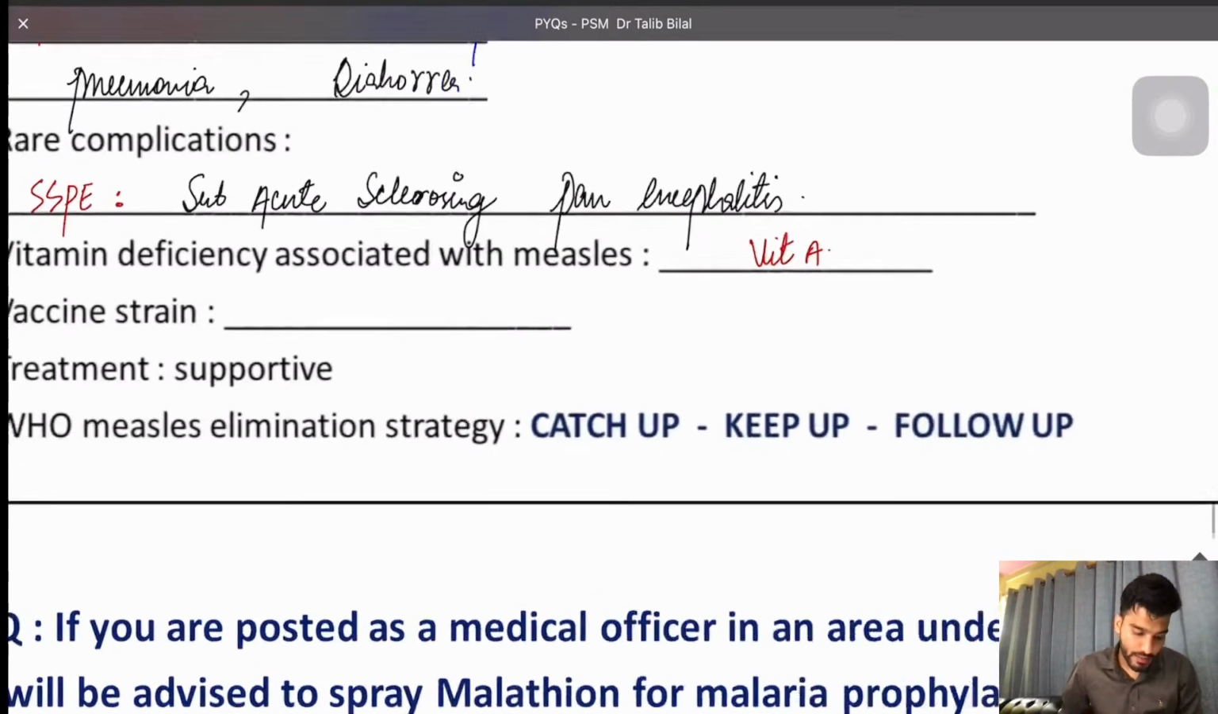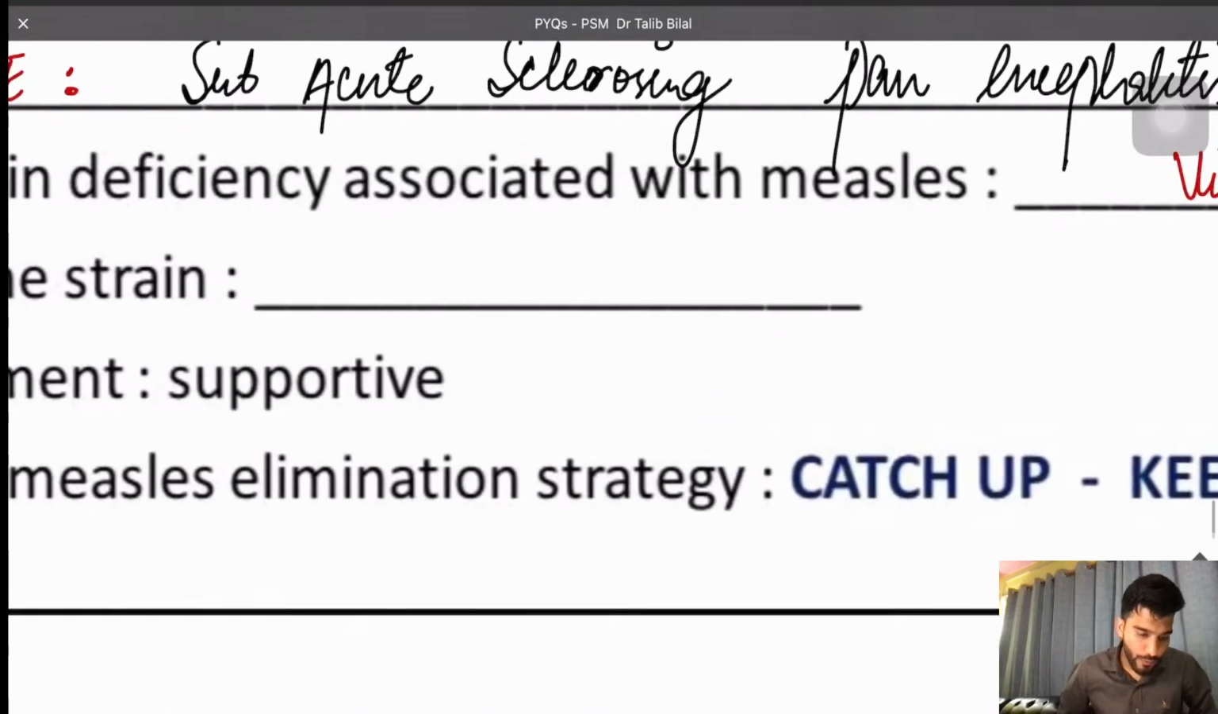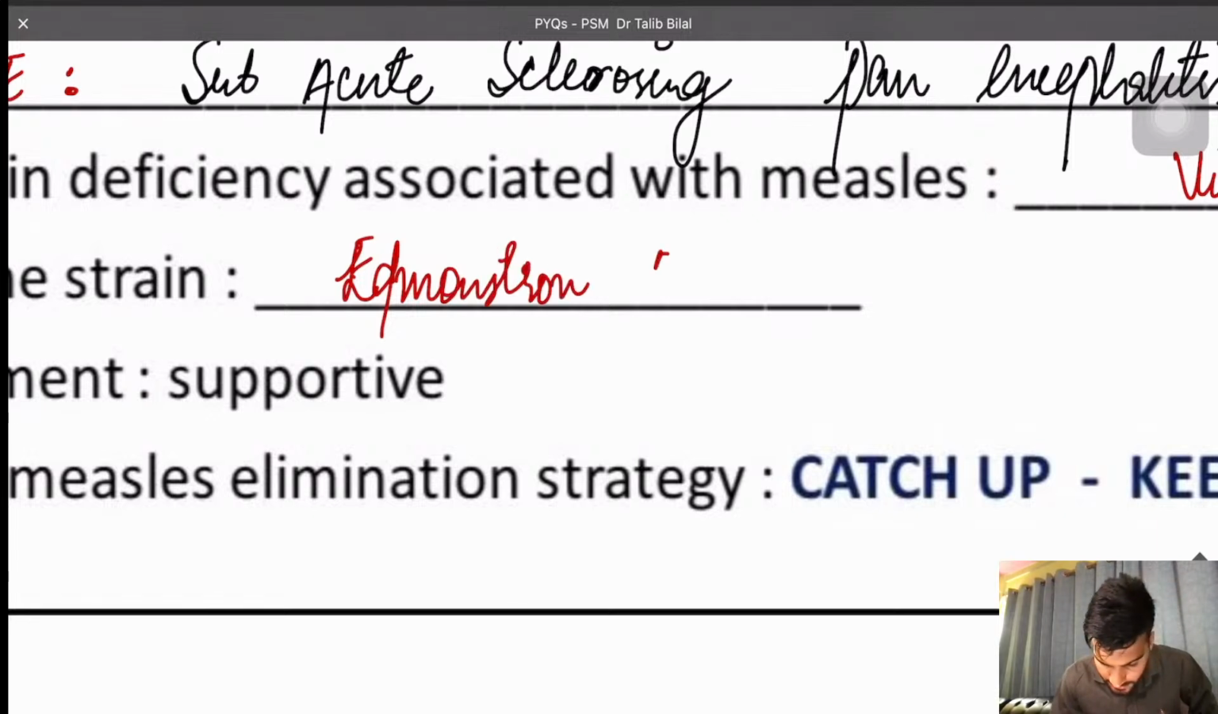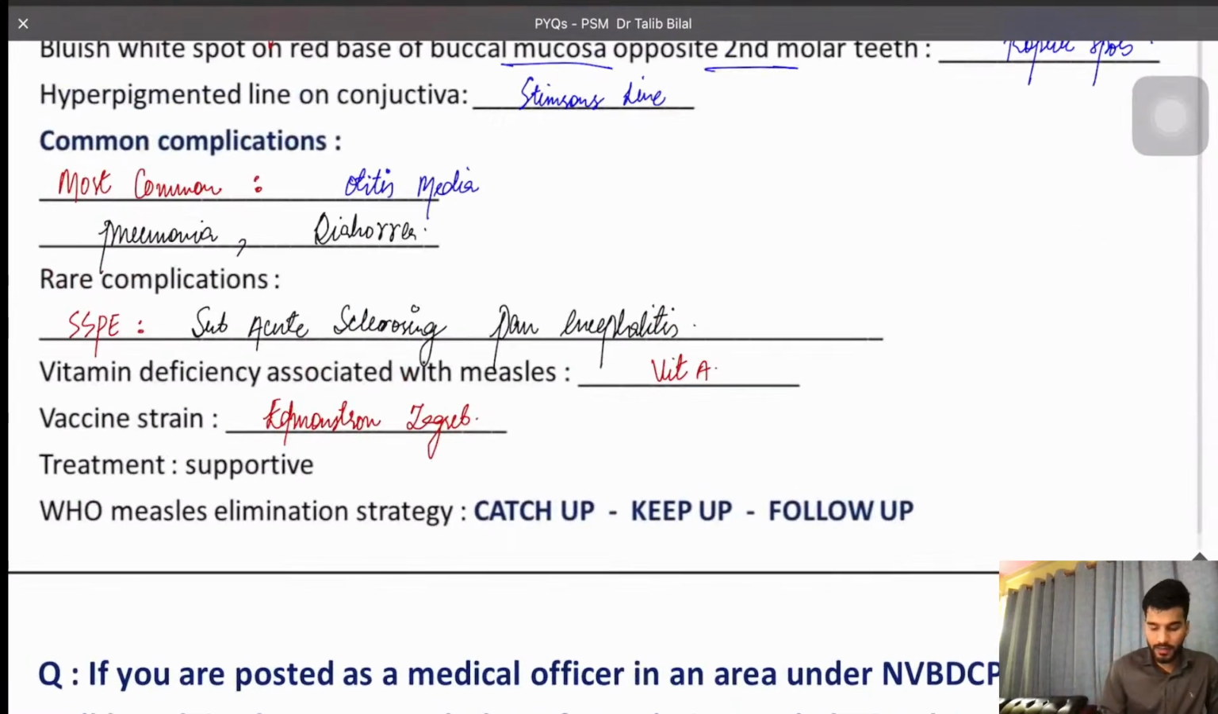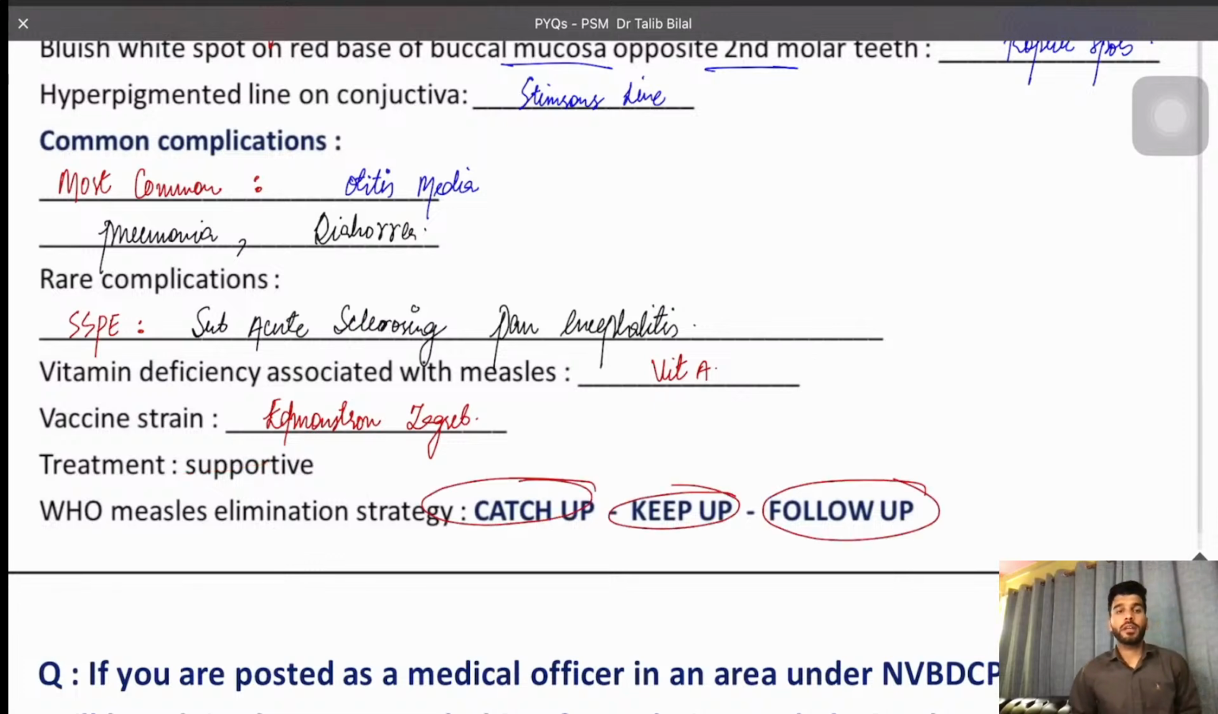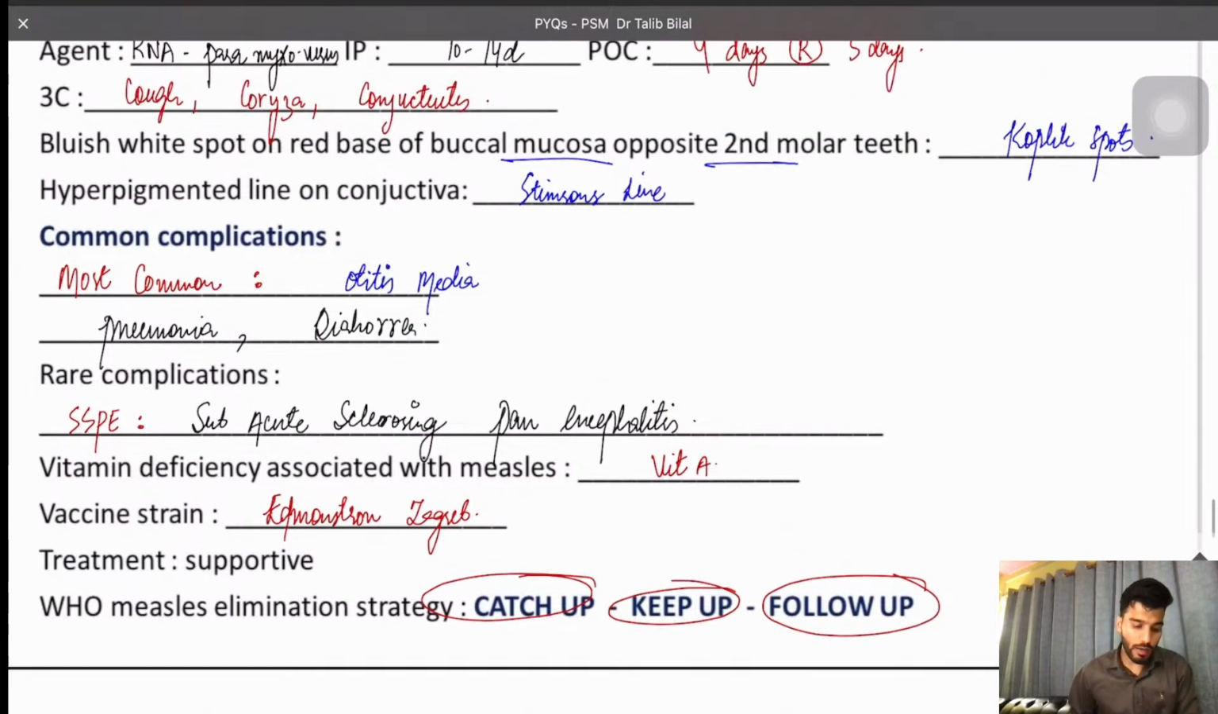And what is the name of the vaccine strain? It's Edmonston-Zagreb. Supportive treatment will be given, and the WHO measles elimination strategy was catch up, keep up and follow up. So this is all about measles.